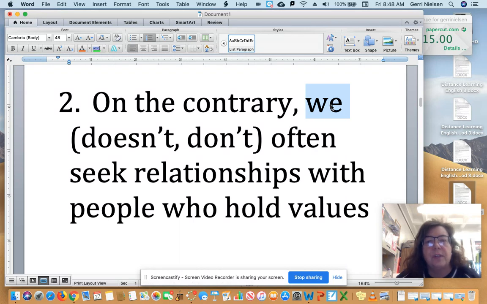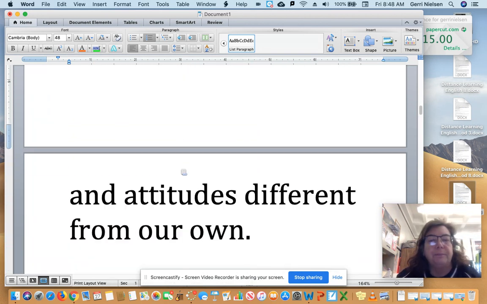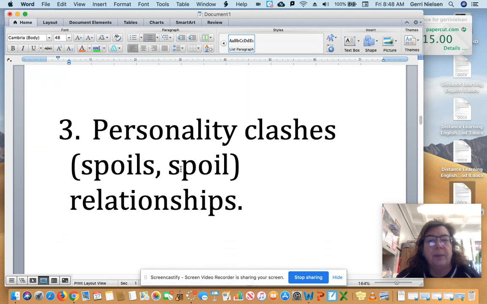We is a plural subject, so you want your plural verb. We don't. And there's that rule with the S. We don't need an S on our subject, we, and we don't need an S on our verb. We do not. Number 3, personality clashes, spoils or spoil relationships. So your verb choices are spoils or spoil. So you have to ask who or what is it that spoils or spoil. It's personality clashes.